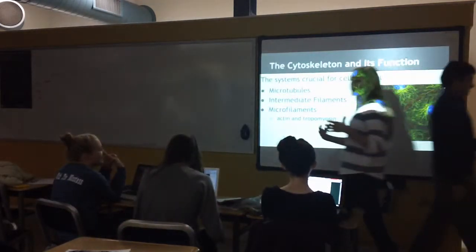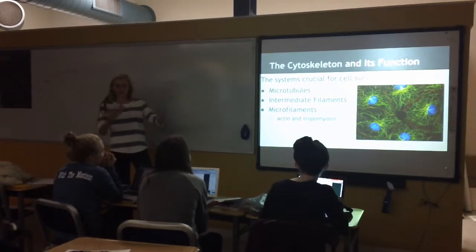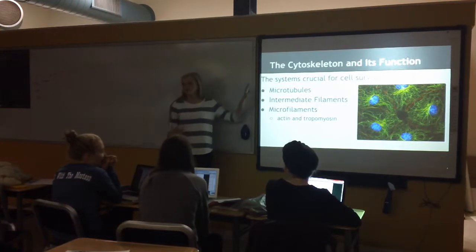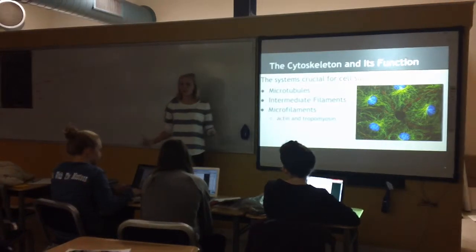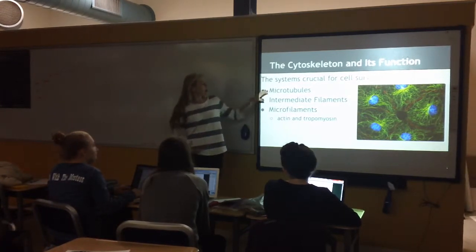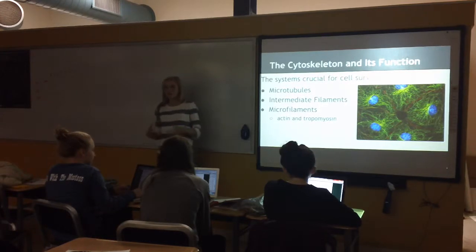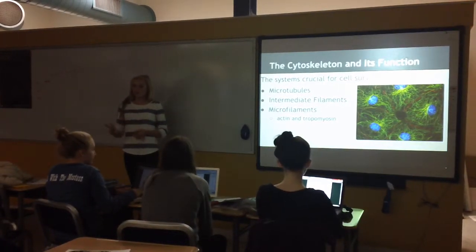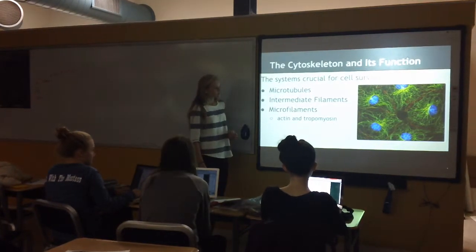Okay, so we know now that a cell without a cytoskeleton will collapse and fall just like Sarah did. There are three main systems within the cytoskeleton that we must learn before we can understand the mechanism behind our drug: microtubules, intermediate filaments, and microfilaments. Microfilaments are the main one that we will be focusing on, and they are made up of two proteins, actin and tropomyosin. Everybody got it?